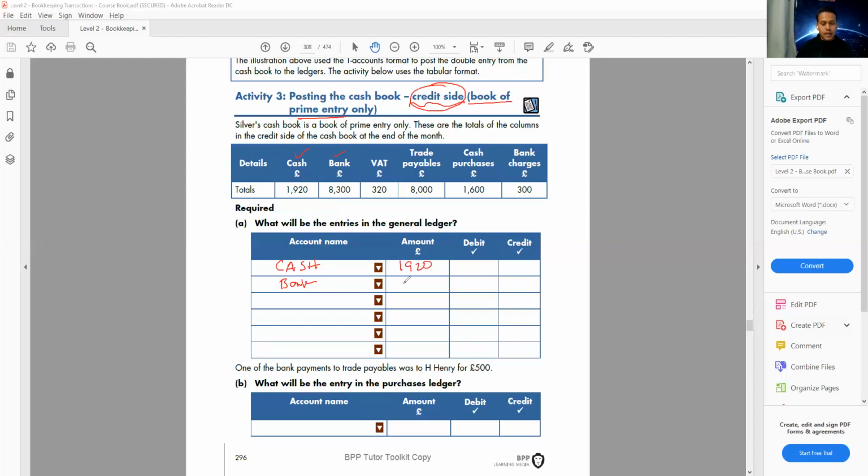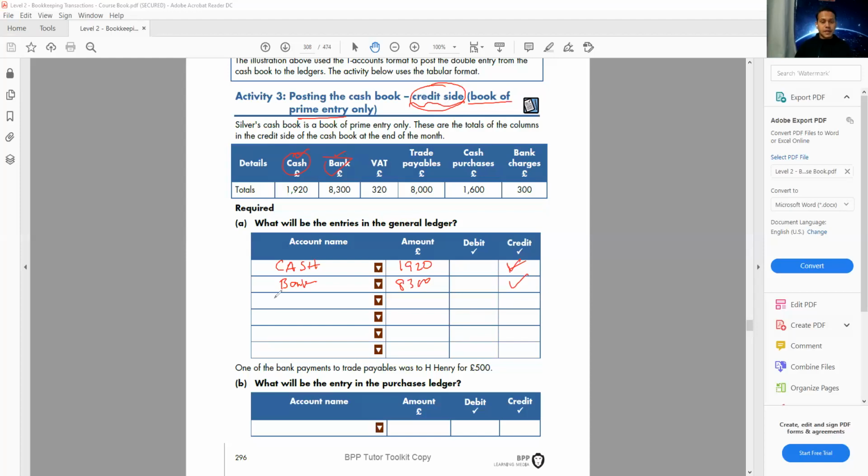This time is a credit side, so that means we paid cash 1920. We paid from the bank 8,300. So it will be debit or credit. This time cash and bank will be our debit or credit. We are paying, it is the cash book credit side. So when you paid, if the asset is going down, that will be our credit. Very good. This time it is not asset. Be very, very careful which book you're following.